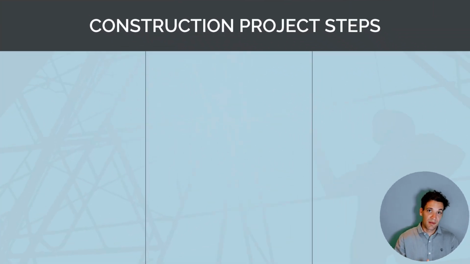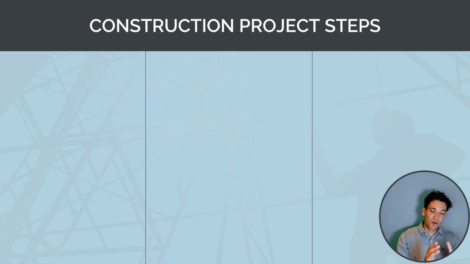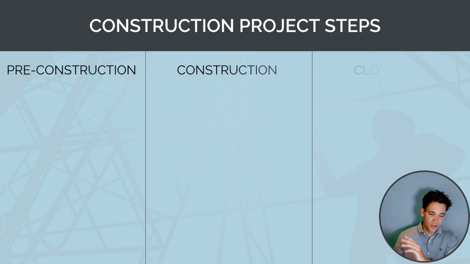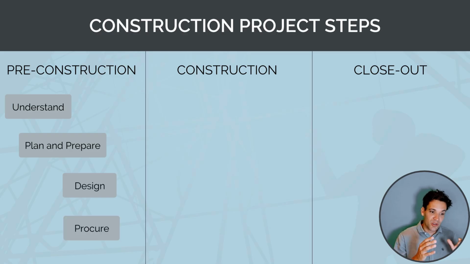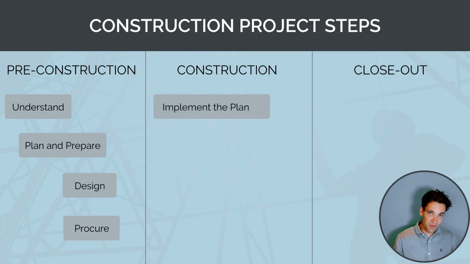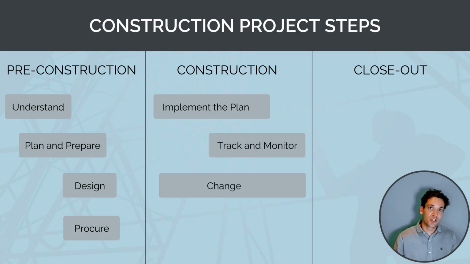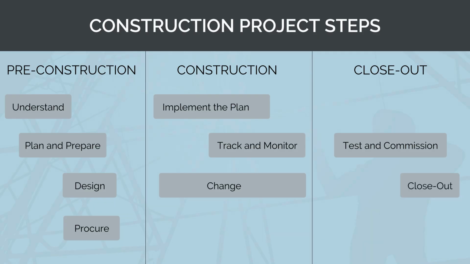So here are the core steps we follow to deliver a construction project broken down into pre-construction, construction, and closeout. In the pre-construction phase, we need to understand the scope, we need to plan and prepare, and we also need to do any design and procurement. During the construction phase, we're going to implement the plan we've developed, and then we're going to track and monitor progress. And throughout this phase, we're going to control change. During the closeout phase, we're going to do our testing and commissioning. So we're going to verify and validate that what we've built is correct. And we're going to close out and hand over the project back to the client.